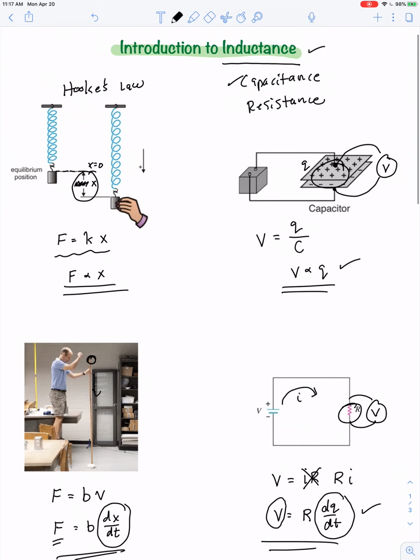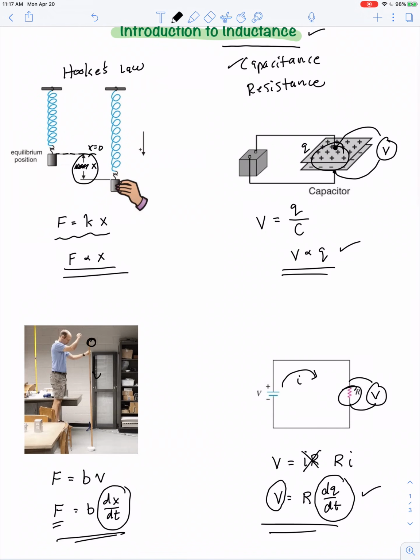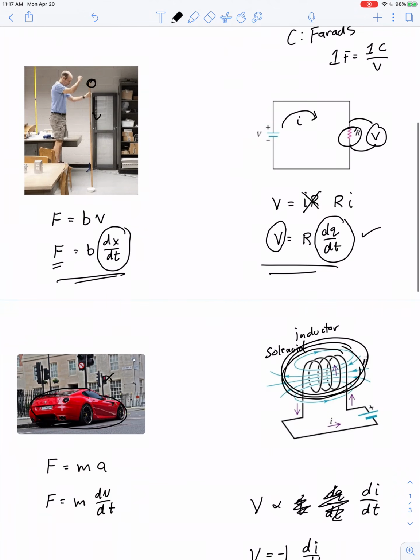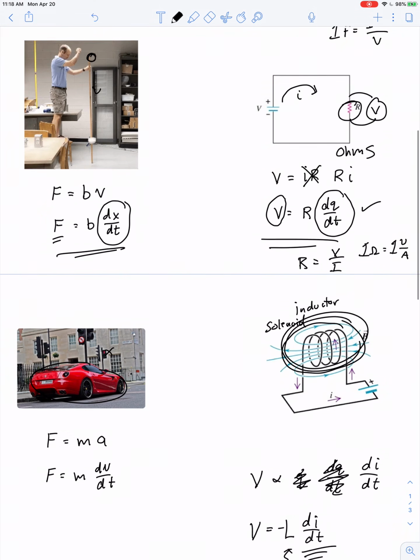So let's see, what are the units for capacitance? We measure capacitance in units known as farads. And if we rearrange this equation, it says capacitance is charge per unit voltage. So a farad can be thought of as 1 coulomb per volt. Then we get to resistance. Resistance is measured in ohms. If we rearrange Ohm's law, we get R equals V over I, and we could say that 1 ohm is equal to 1 volt per amp.